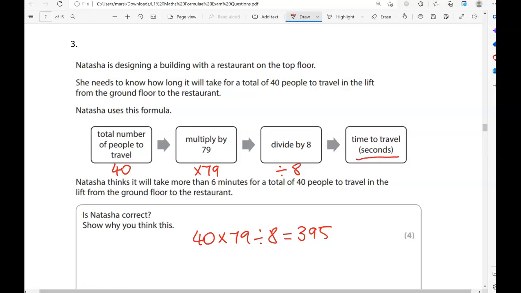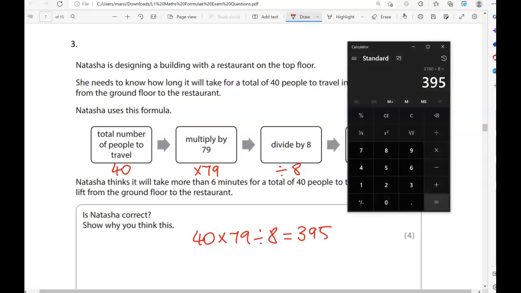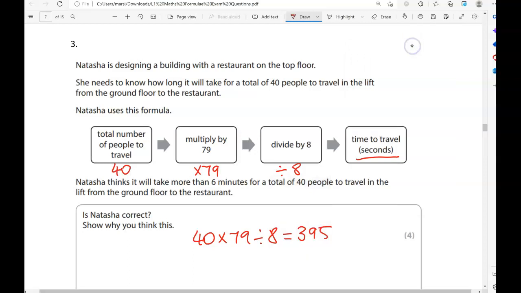That is the time in seconds, and we've got to convert it into minutes. So we can divide it by 60 to see what we get. So 395 divided by 60 is 6.583, the 3 is recurring. So what we did there was 395 divided by 60, and it gave us this.